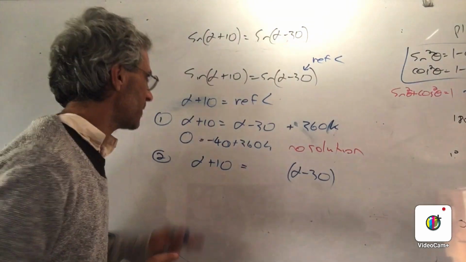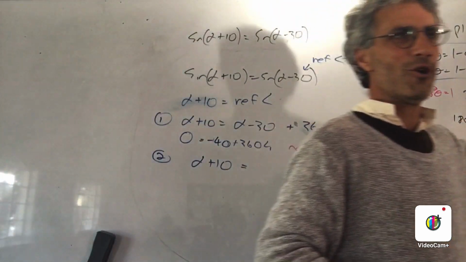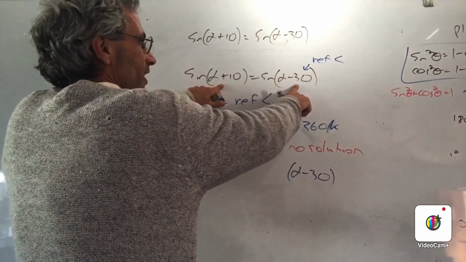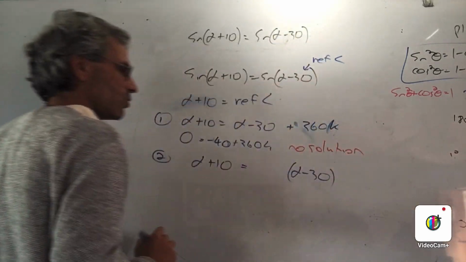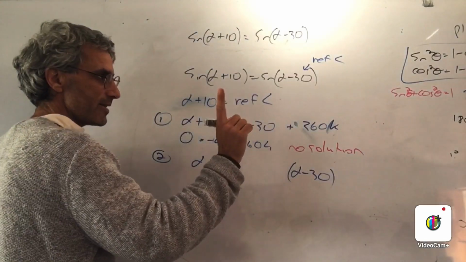Okay, let's think about it. Sine is positive in which quadrants? First and second. So here we were just looking at the first quadrant, but there could be an answer in the second quadrant. So what should I do here to get that? No, plus 180.